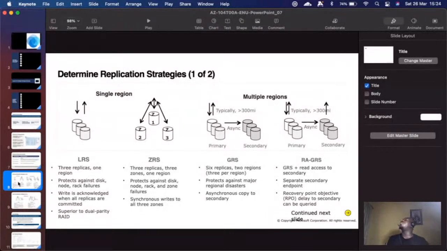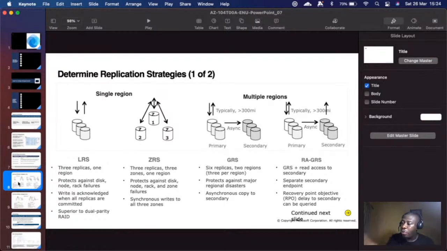So, for instance, I could give you an example. This is the same thing as storing your data in East US and East US 2. Those are two different regions. If you're familiar with Azure, you will know that these are actually two different regions. Or when you say West US and West US 2. So these are storing your data in two different regions and having six replicas, three per region.